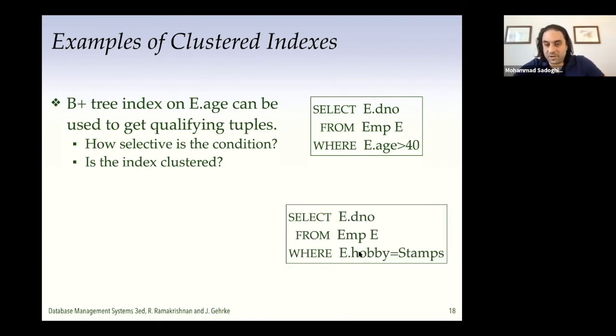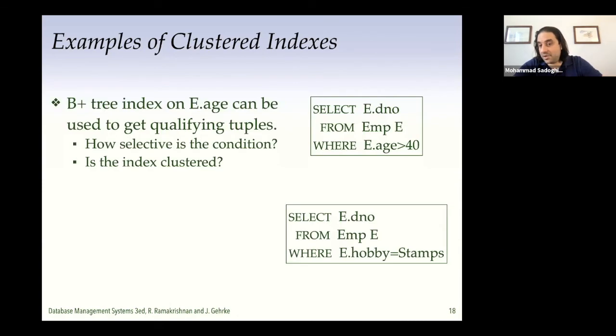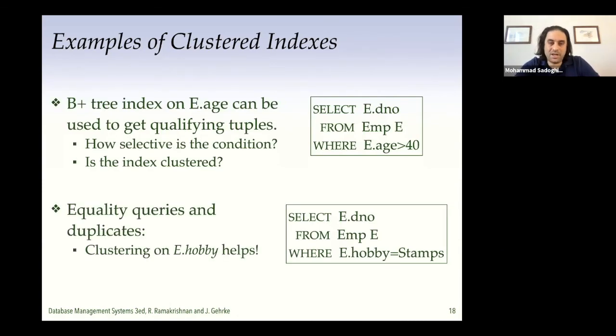Now this is another one: give me the employees whose hobby is to collect stamps. Again, I could use a hash table, and it might be useful, and the clustering on hobby could also be helpful, especially if there are a lot of employees who have a hobby of stamps. That could be helpful, but if this is very highly selective and only very few people like that hobby, then it doesn't really matter. The index will be useful even if it's not clustered.